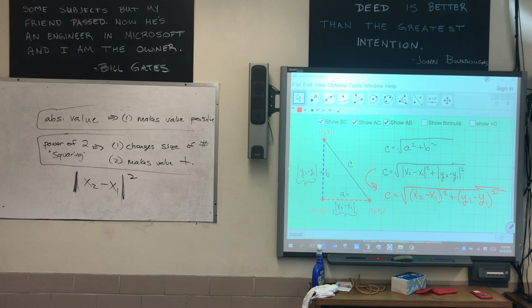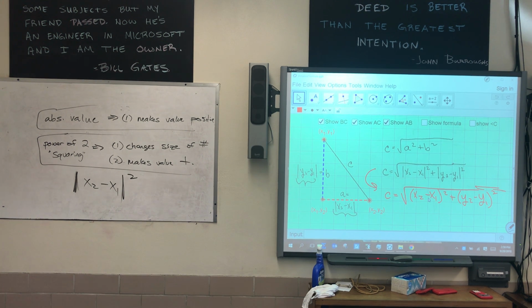Now, another thing that I think is important. Because we're squaring, I might get -2 here, or I might get +2. Does it matter? Because when I square it, what do they both give me? They give me +4, right?